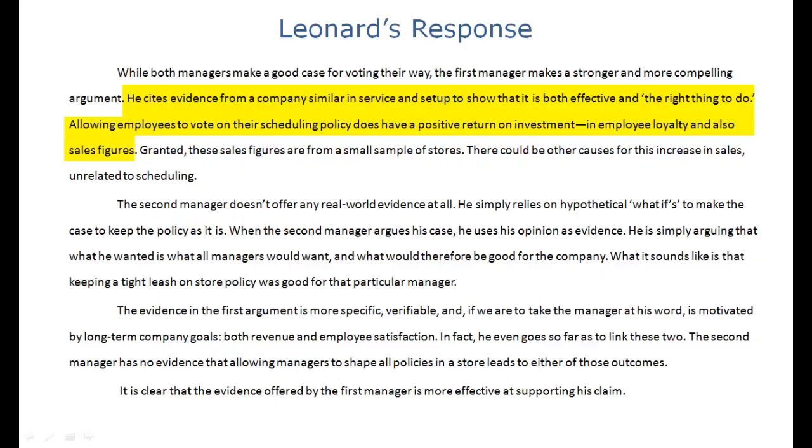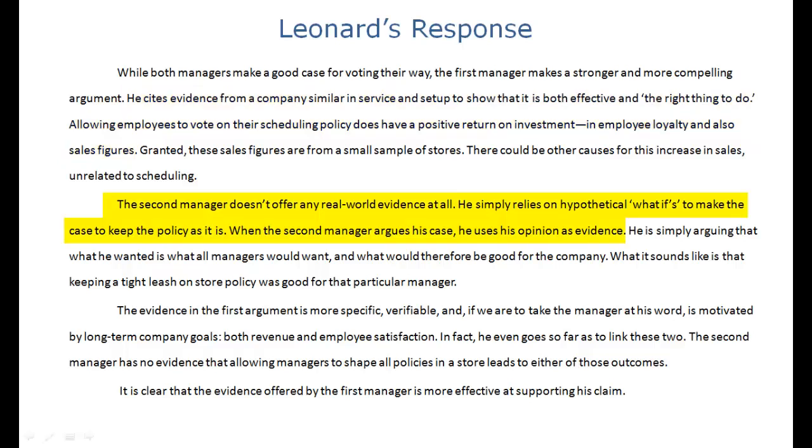My main evidence was this. He cites evidence from a company similar in service and setup to show that it's both effective and the right thing to do. Allowing employees to vote on their scheduling policy does have a positive return on investment in employee loyalty and also sales figures. I'm giving 2 reasons why the first argument is stronger than the second. Then, I use evidence to show that the second argument is weaker. Showing that the second argument is weaker helps to prove that the first argument is stronger.